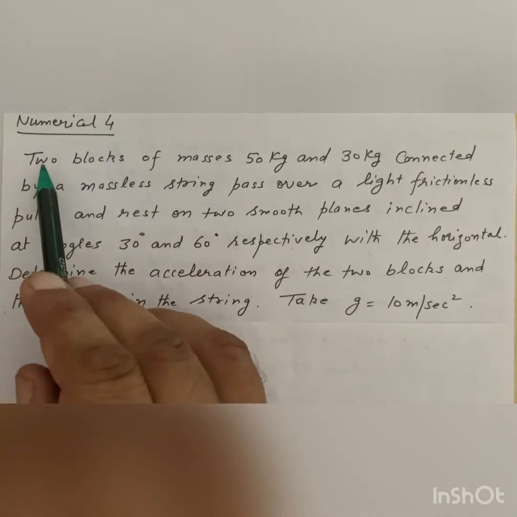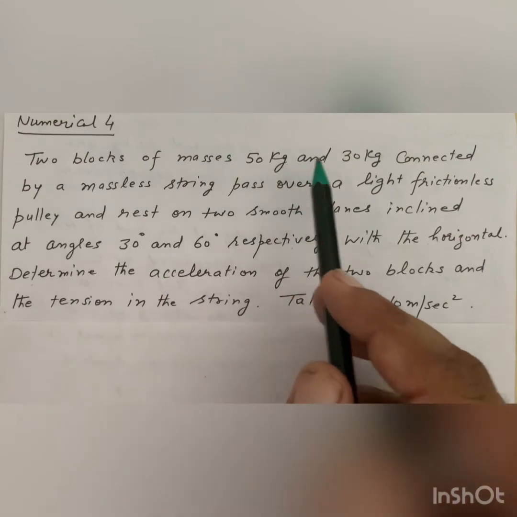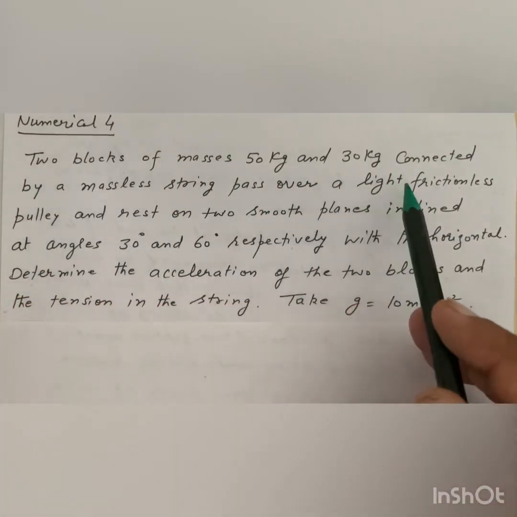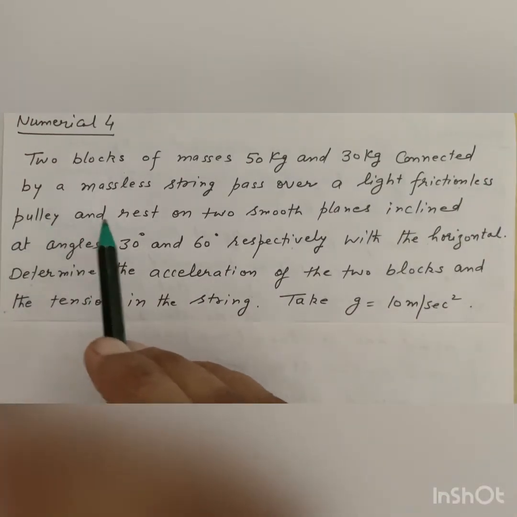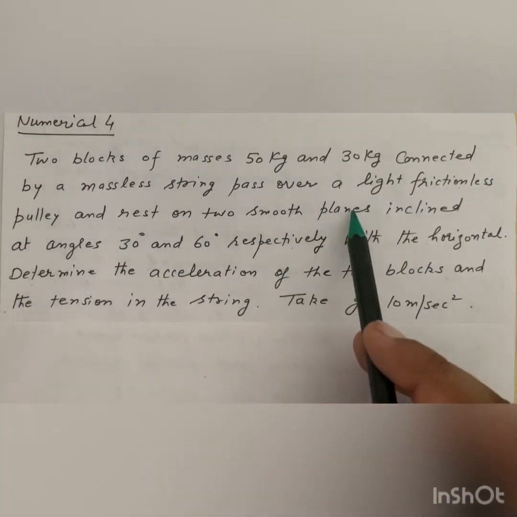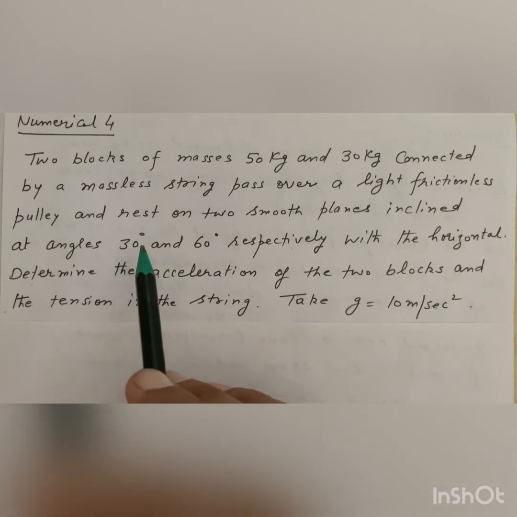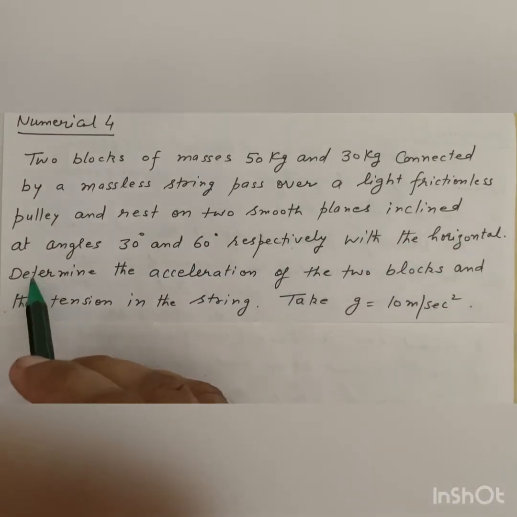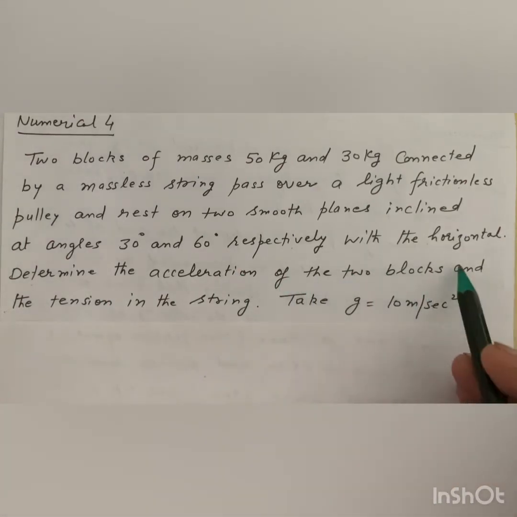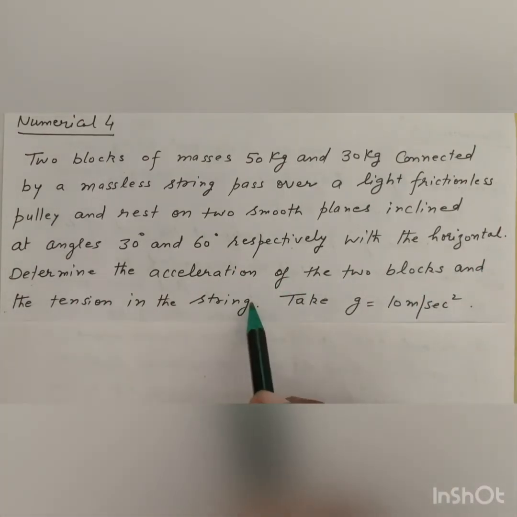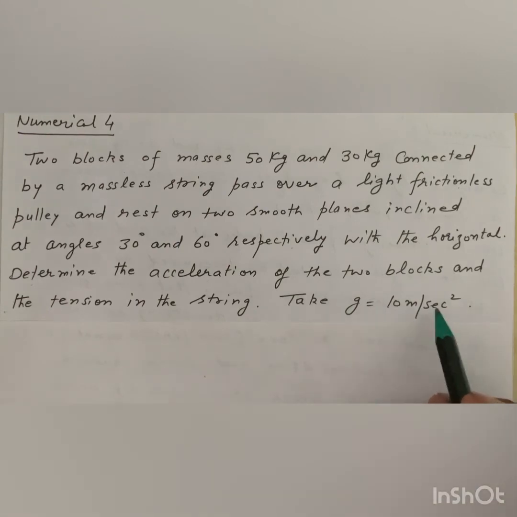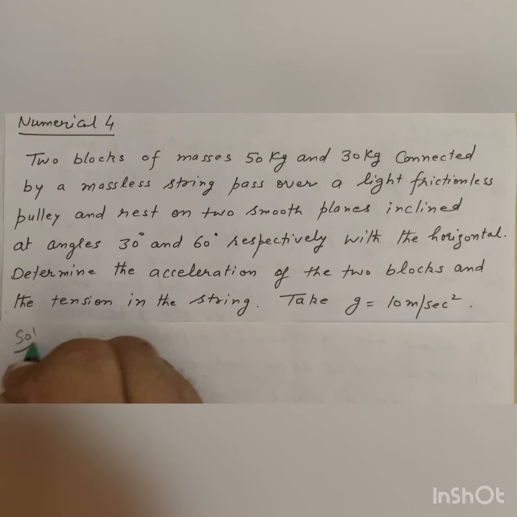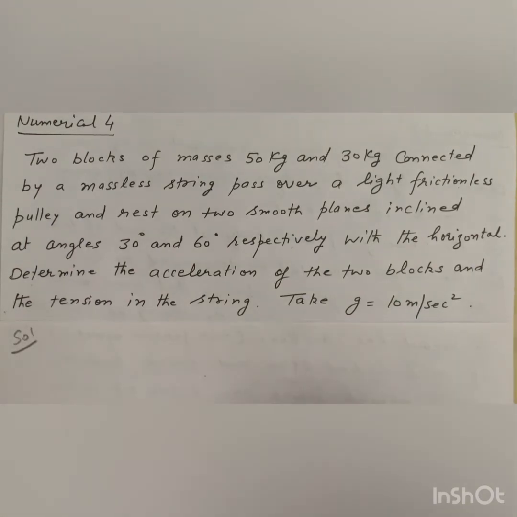Numerical 4. Two blocks of masses 50 kg and 30 kg connected by a massless string pass over a light frictionless pulley and rest on two smooth planes inclined at angles 30 degree and 60 degree respectively with the horizontal. Determine the acceleration of the two blocks and the tension in the string. Take G equal to 10 meter per second square. Solution. Here this is the inclined plane.